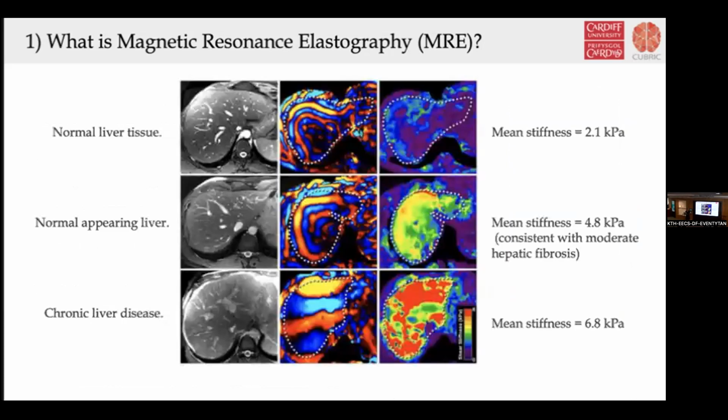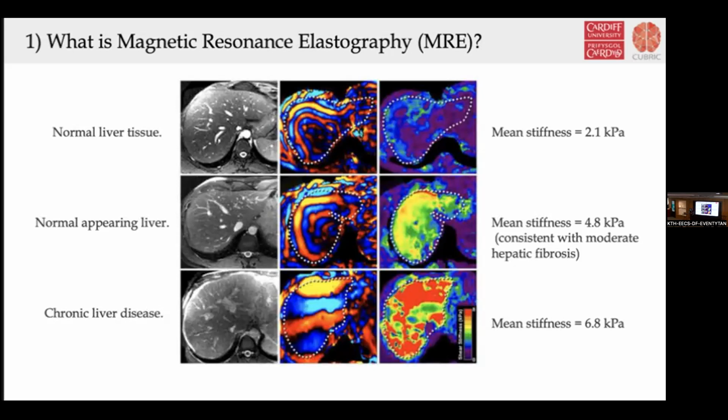So, as I mentioned, numerous studies show liver stiffness increases with collagen. Here on the top row, you can see normal liver tissue and the waves propagating through, with a mean stiffness of 2.1 kilopascals. In this particular patient, the liver looks normal. However, you can see that the waves are longer, which means there's a stiffened material, and that's represented by a mean stiffness of 4.8.